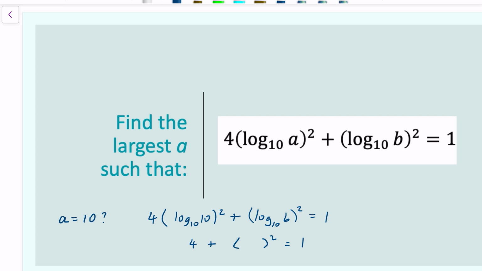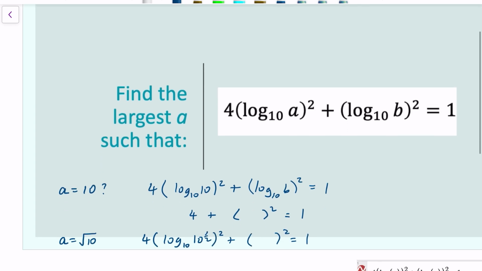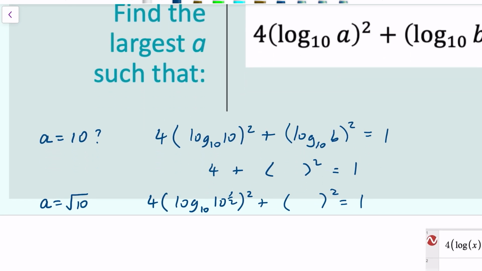And it turns out the answer to the problem is A is equal to the square root of 10. The reason for that is if we substitute in root 10, or 10 to the half, into this expression, we're going to get 4 multiplied by log base 10 of 10 to the half. Those cancel and we're left with a half. Squared is a quarter. 4 times a quarter is 1, so we've got 1 plus something squared equals 1. Now, of course, it's possible that this something here is just 0. We need to choose an appropriate B value for that to work, and of course, B is equal to 1 will do that. So that's the largest value of A possible.